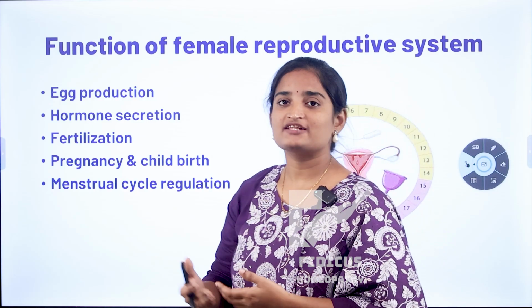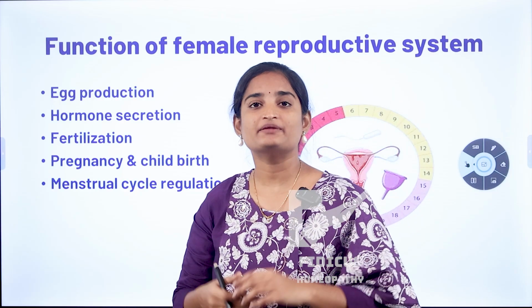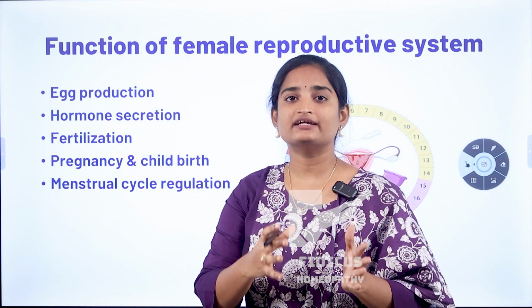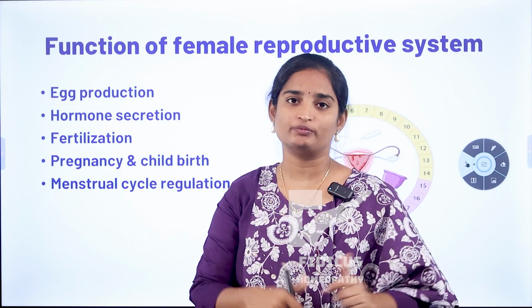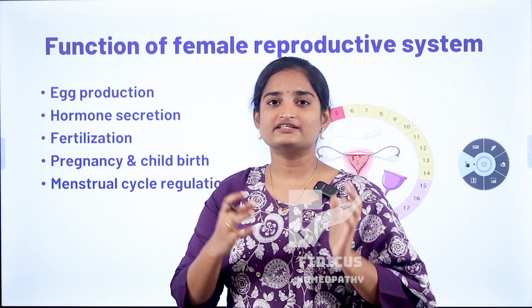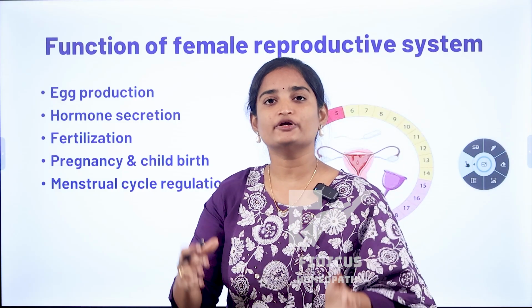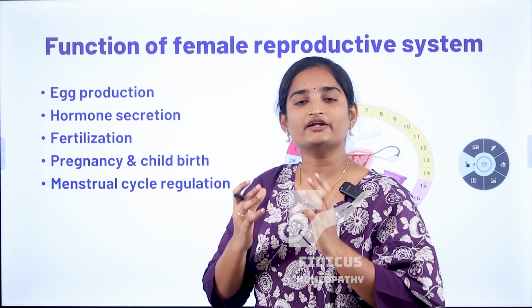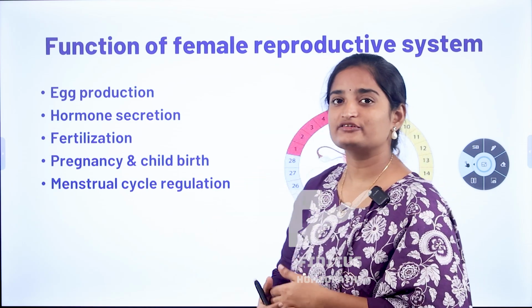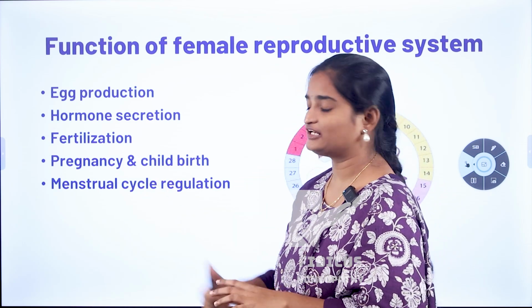The female reproductive system also helps in fertilization. Fertilization means there is a meeting of the egg and the sperm. This process is called fertilization. This fertilization takes place in the fallopian tubes. It results in embryo formation. This embryo implants in the uterus region. This implantation helps in the growth of the baby and continuation of pregnancy. The female reproductive system also helps in pregnancy and childbirth.